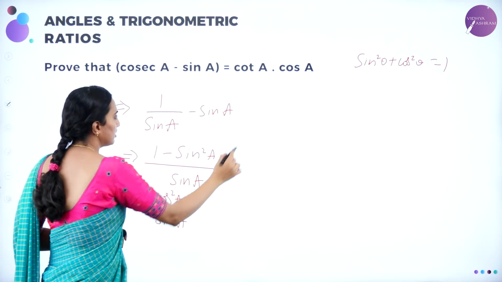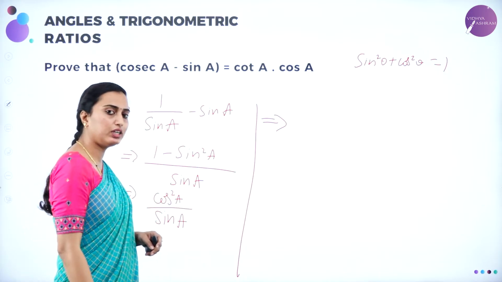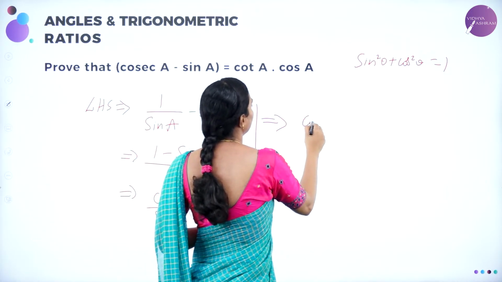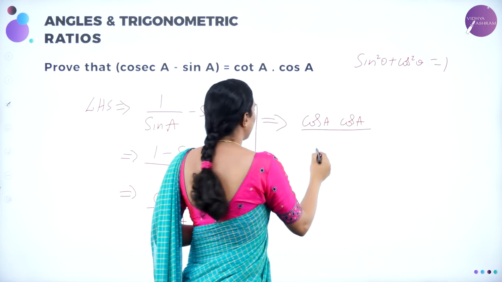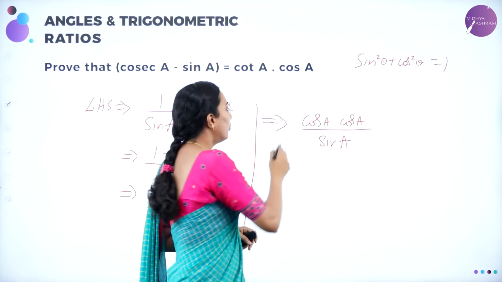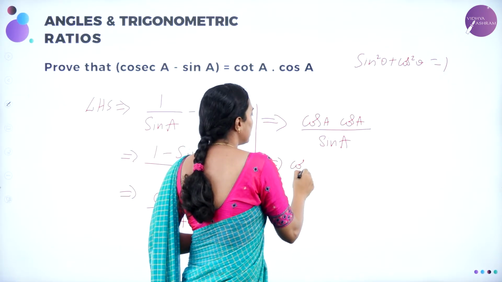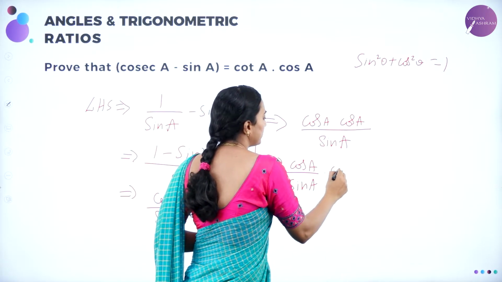Now what you are doing, dears? You are going to split this one. Cos squared A can be written as cos A into cos A. So cos A into cos A divided by sin A. Now I am going to rewrite the terms like this: one term as cos A divided by sin A, and another term cos A remains as it is.